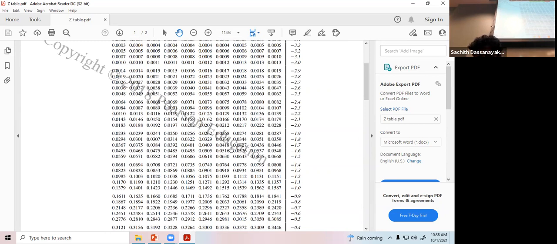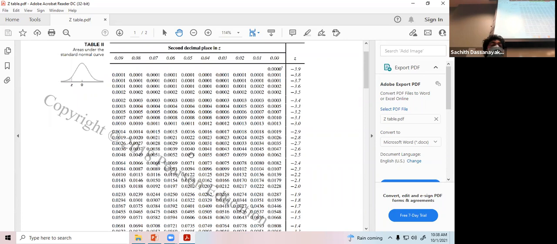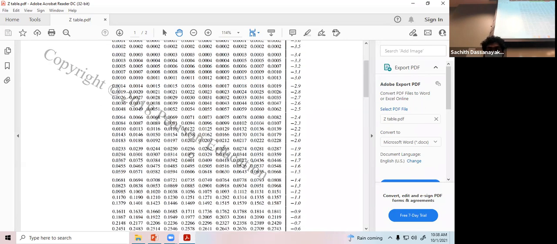Sorry, not 6, 7, -1.7. See this column plus this row. What's the value of this row? 0.05, which means your value is the summation of those two values, -1.7 plus 0.05, which means -1.75. Don't worry about the negative when you get the two values, column value and row value.